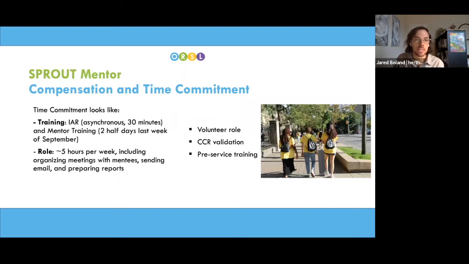Speaking of the time commitment, Sprout mentors will be expected to complete IAR, which is Identify, Assist, Refer training, which is about 30 minutes, and it's online. And then there'll be mentor training, which is 2 half days in the last week of September. Those dates, of course, will be communicated to you much closer to the time. The role itself will be about 5 hours a week, including organizing your meetings with mentees, sending emails, preparing reports, that kind of thing. When I say preparing reports, I mean just filling out a simple online form, so nothing too taxing. This is also a volunteer role with CCR validation and pre-service training.